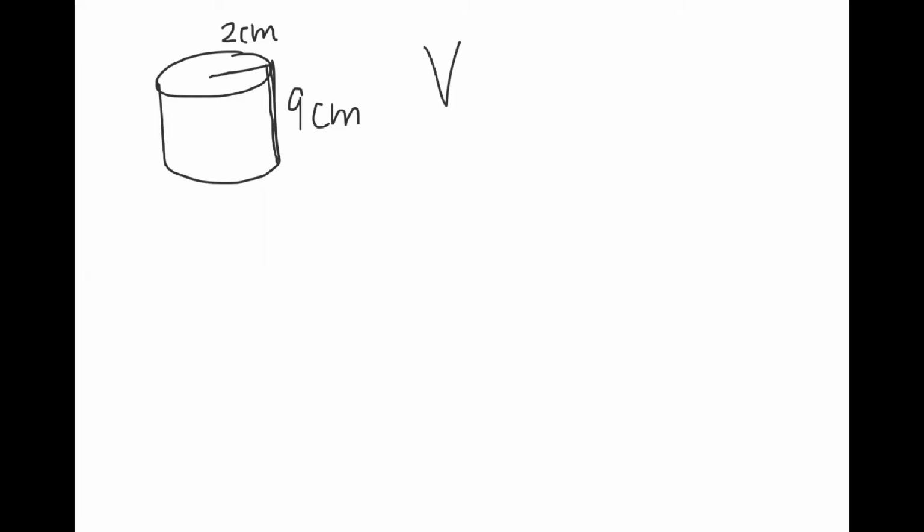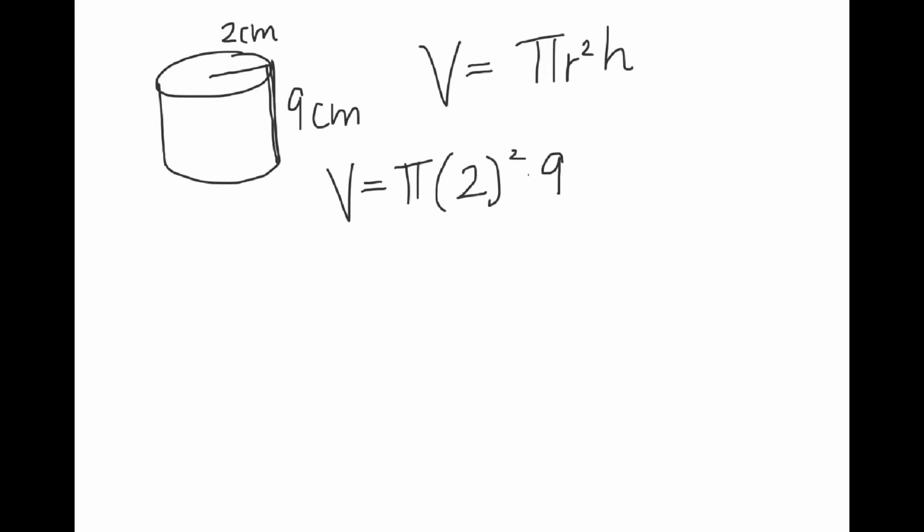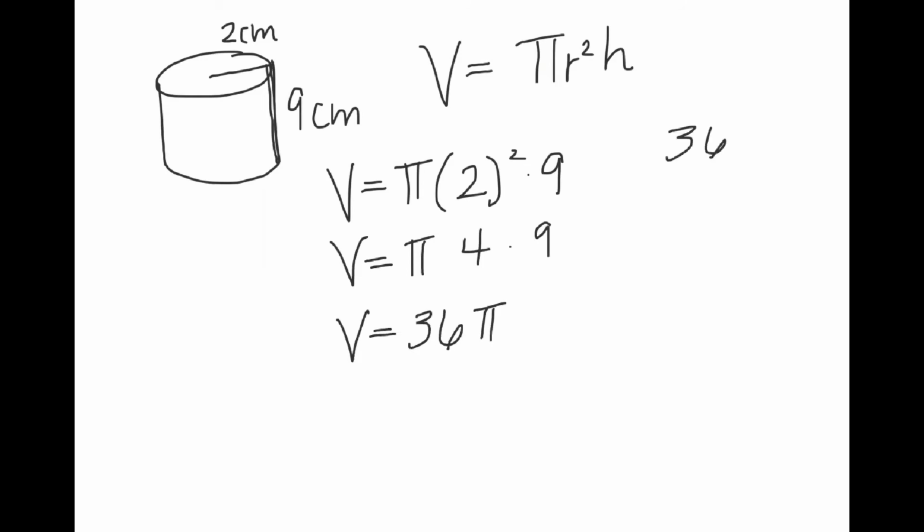So volume is pi r squared times height, right? So here we start with pi, that's 2 squared, and then height is 9. So this is 4 times 9. So we have 36 pi, right? Or 36 times 3.14.